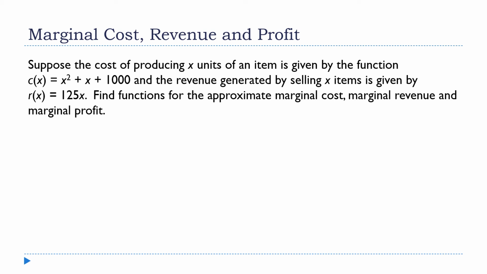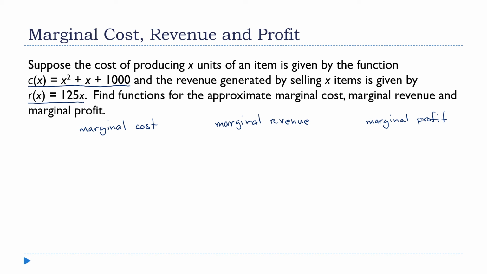Okay, so we've got multiple functions this time. Suppose the cost of producing X units is this function, and the revenue is this function. So I want to do three things. I want to find the marginal cost. Let me write them here. Marginal cost. I want to find the marginal revenue. And I want to find the marginal profit.